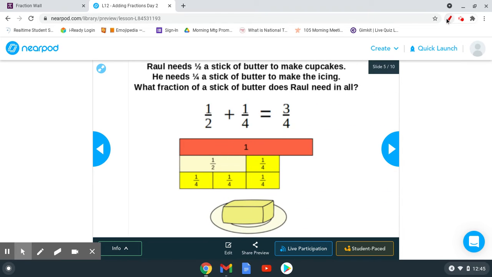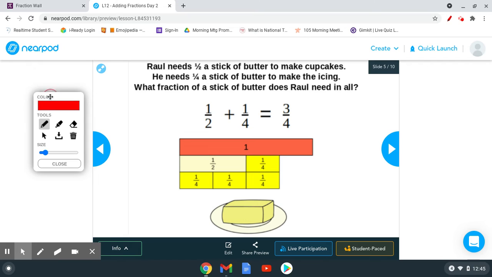So here you can see we have the exact same problem, but now the student is saying that the answer is 3/4 a stick of butter. Let's talk about how they got that answer. Well, you'll notice that once again, this first part is the same where they're talking about the whole, an entire stick of butter. Again, you can see, well, here is for the cupcake batter, and here's for the icing. But now you'll notice that along the bottom, we're showing the answer of 3/4.